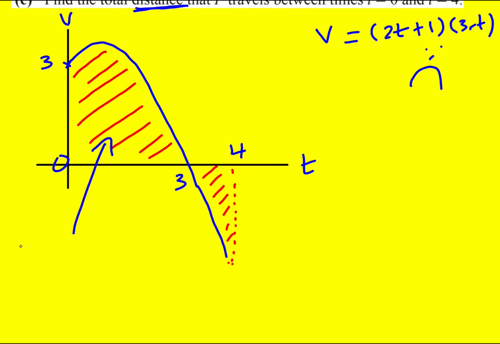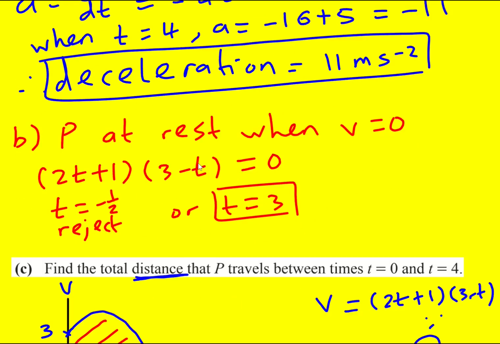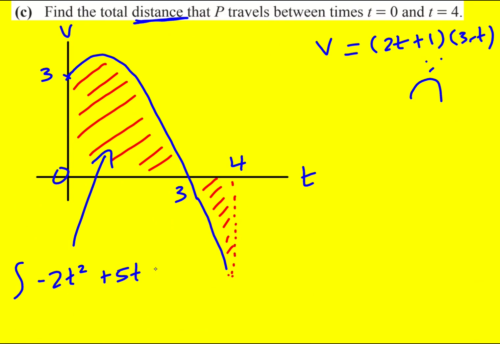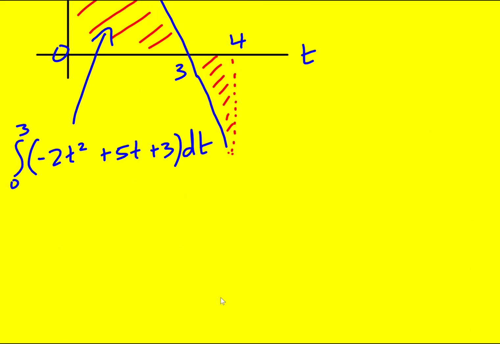So this bit here is going to be the integral of minus 2t squared plus 5t. Actually, is that what it is? I've forgotten. Yeah, plus 3. Put that in a bracket between 0 and 3. Okay, let's calculate this one.